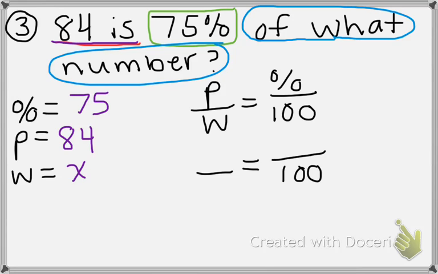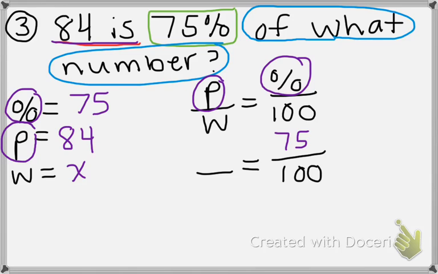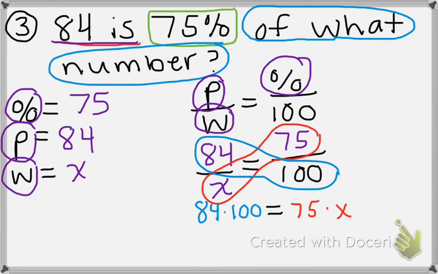Now the top right is our percent. We labeled our percent as 75, so we're going to put that in the top right. Part. Top left. We labeled part as 84. So I'm going to put 84 in the top left. Bottom left. We labeled as whole, right? And we labeled that as X because we don't know what that is. So I'm going to put an X in the bottom left. Now we cross multiply. So now I have 84 times 100 equals 75 times X.